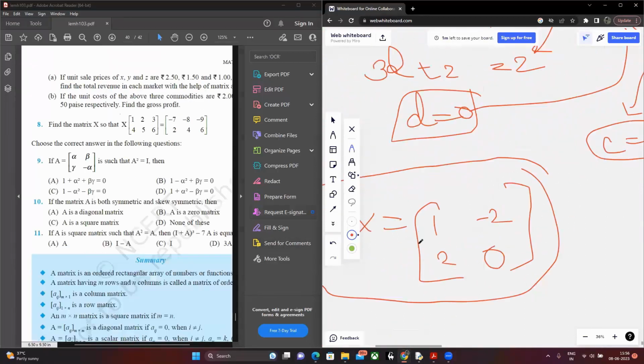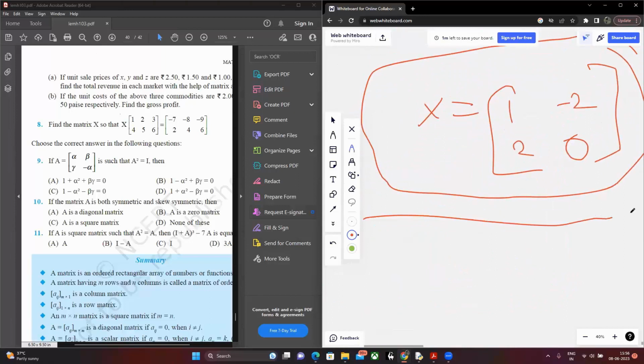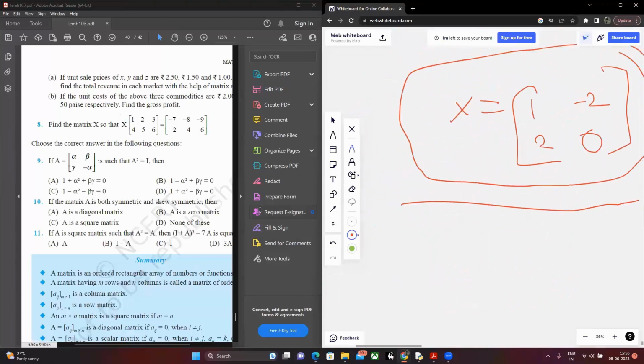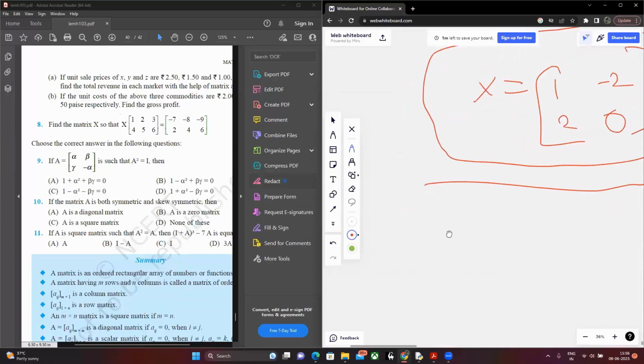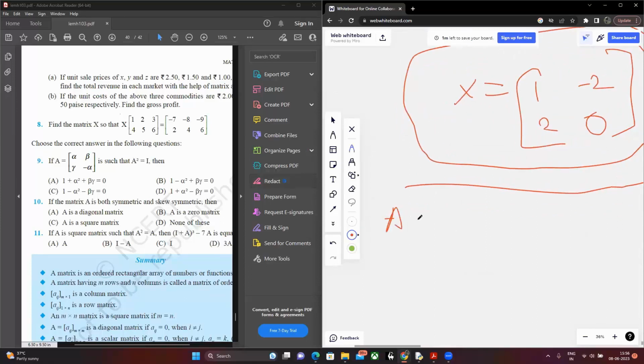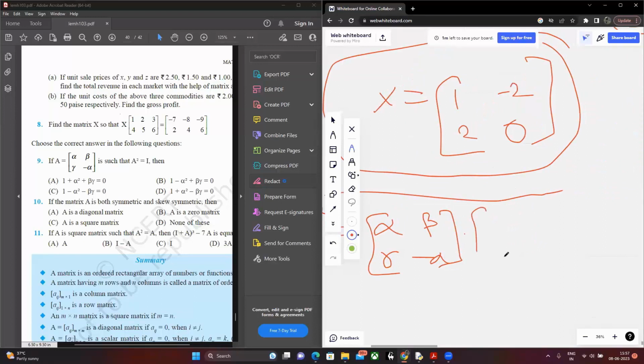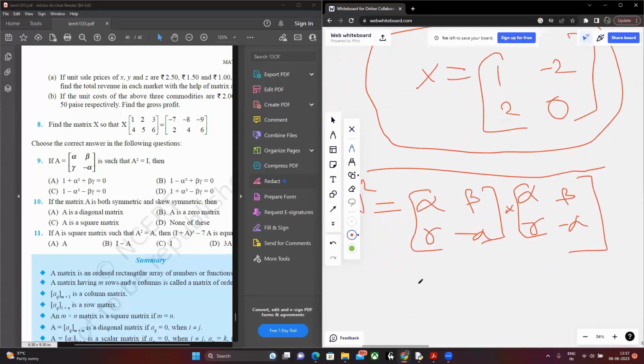Then you have 3 multiple choice questions with the chapter ends. So the correct answer, 9. If A is the matrix alpha, beta, gamma, minus alpha, such that A squared is I, then, all right, let me draw the matrix A squared. That is alpha, beta, gamma, minus alpha times alpha, beta, gamma, minus alpha, right?